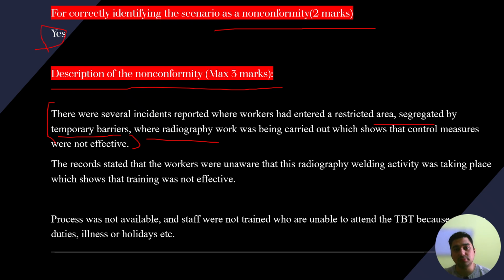The second one: the records stated that the workers were unaware that radiography welding activity was taking place. It means they were not informed, they were not trained. So the training was not done. The third one: a process was not available for the staff who miss the training due to sickness, absence or any holiday or other things. There is no process to make sure that these staff also get the training. So these are the 3 things. That's why it is a non-conformity.